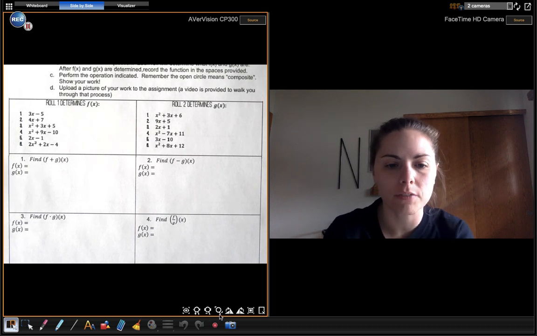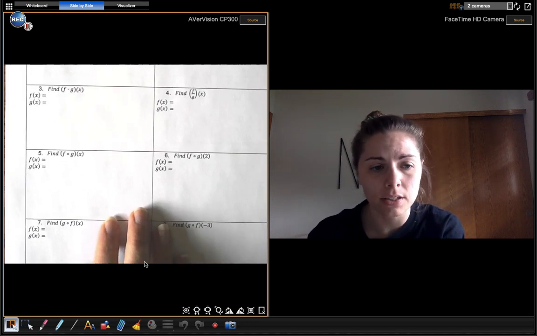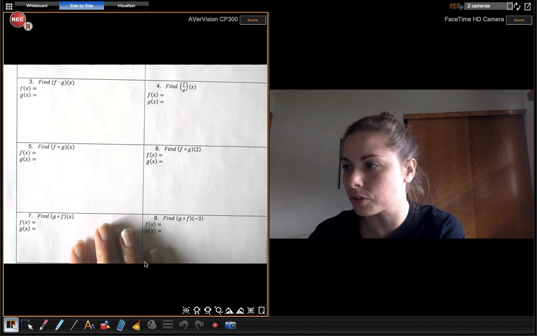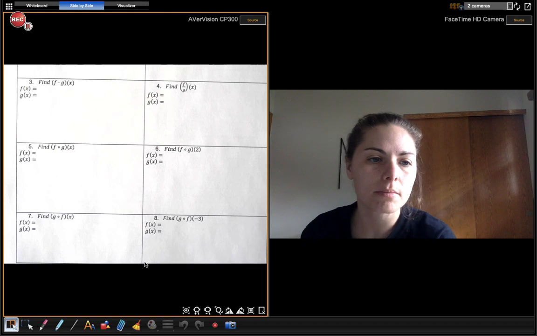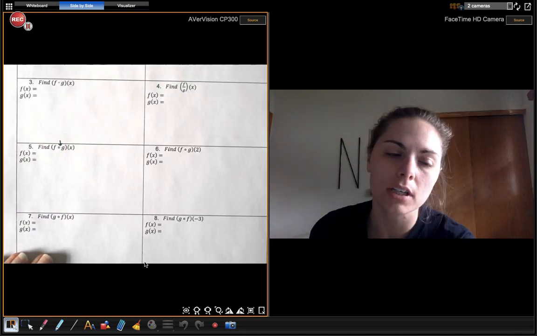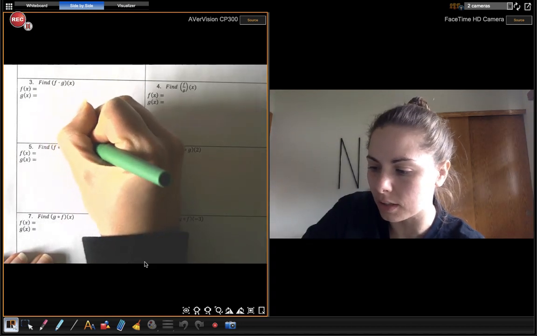What I really want to focus on is questions 5, 6, 7, and 8. A lot of you were treating the dot right here as multiplication, but this open dot actually means composite.